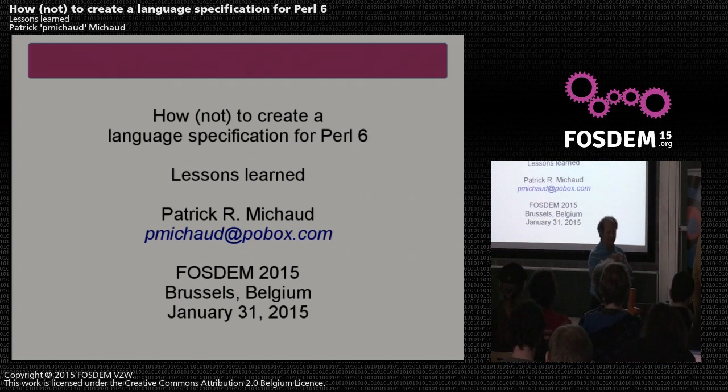So my talk today is how to create a language specification for Perl 6. And you'll notice the very keyword not there. So this is lessons learned in my 10 years now of working with Perl 6. And when I say I've been working with Perl 6 for 10 years, it just makes me go, what happened to this decade of my life? And why has it taken so long and so forth?